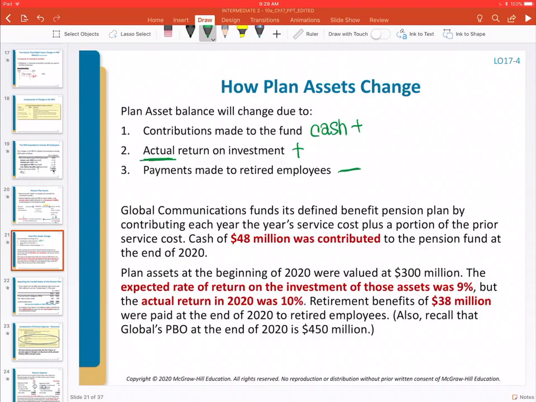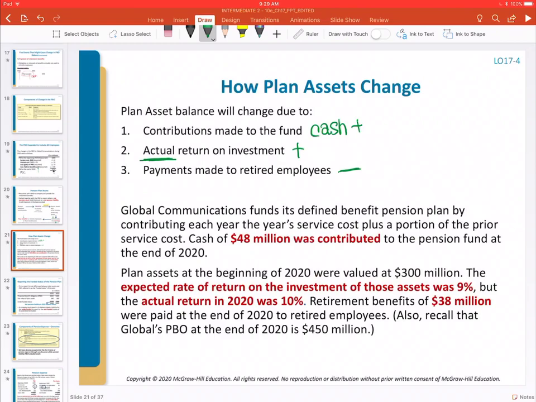So you can see that the plan asset side of this is a lot simpler. We're not going to go through complex calculations when it comes to the plan asset side like we did with the projected benefit obligation. It's a little bit more simple of an account to understand. So let's go through this example here, and we'll jump into Excel after we read through it.